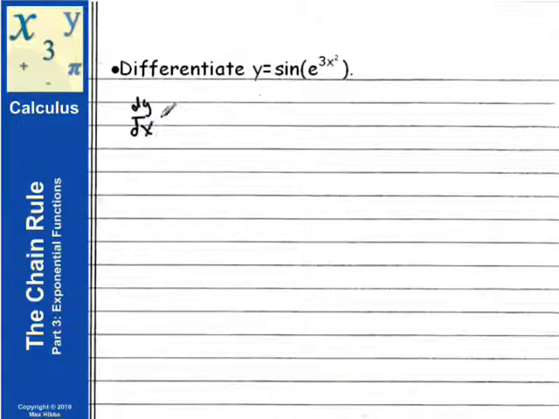Now what we have to recognize here is that we're finding the derivative of sine. Let's not focus so much on what's inside. We're asked to find the derivative of a sine function. So to find the derivative of the sine function, it's the cosine of exactly the same argument, isn't it? So it's going to be the cosine of e to the power 3x squared.